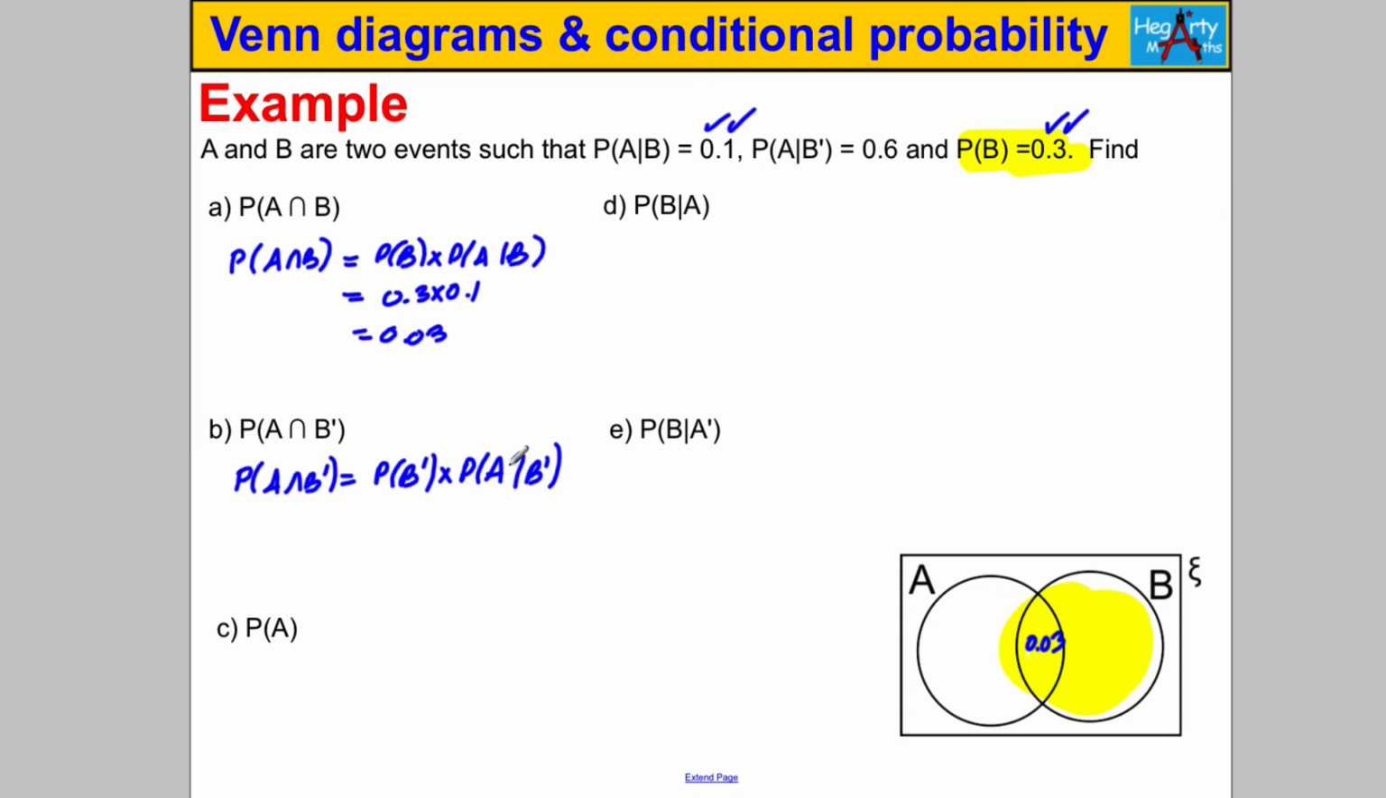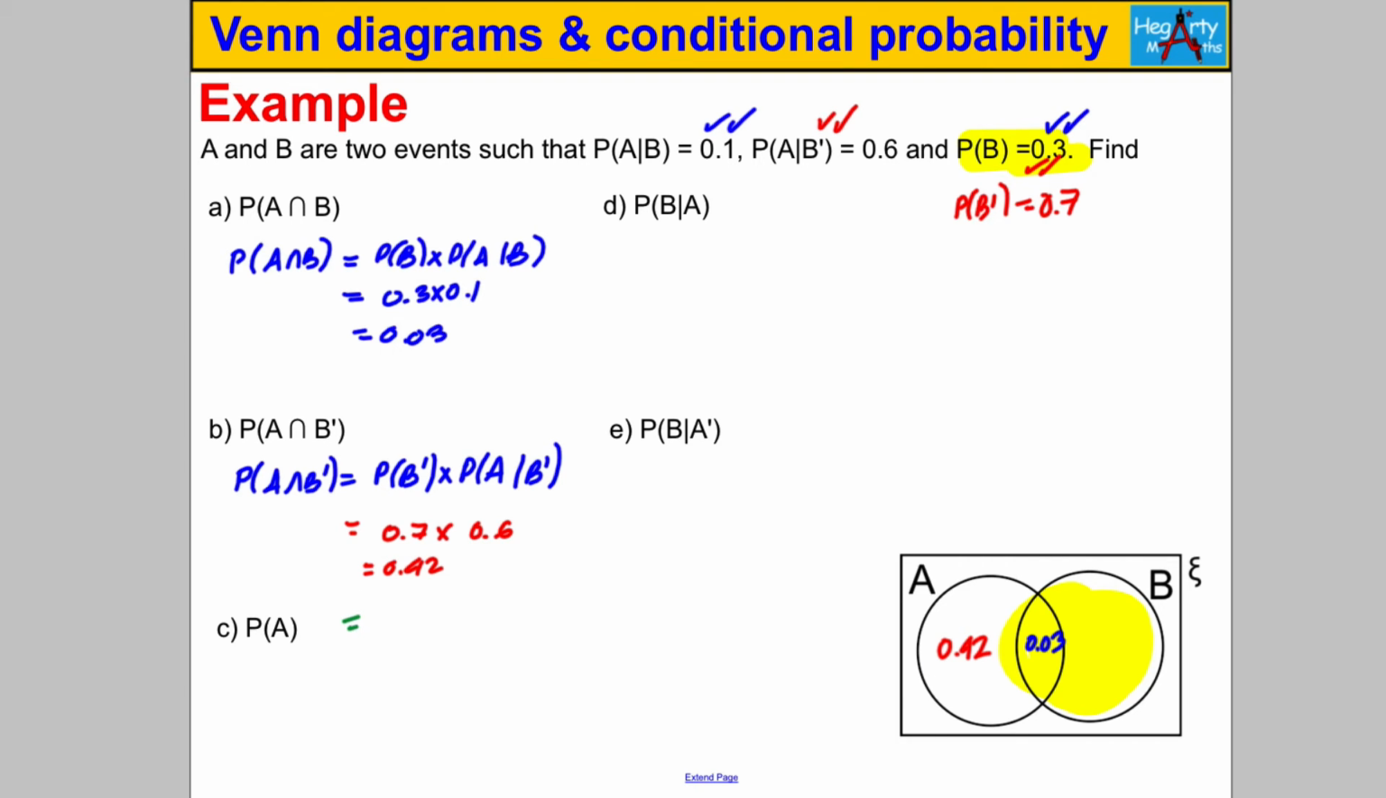Now, the reason that's useful is I've got the probability of A given not B, and I can easily work out the probability of not B. It's simply 1 subtract the probability of B, which would be 0.7. So I've got everything I need here. It's 0.7 multiplied by 0.6, and I'd get 0.42, and I'm done. So the probability of A intersection not B, everything in A that's not in B, I can put here as 0.42.